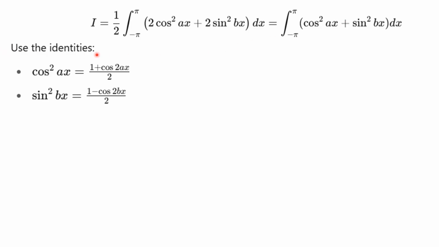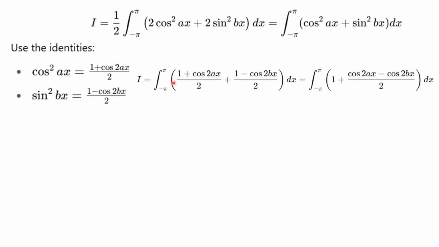Let us use the trigonometric identities. Cos square ax is nothing but (1 plus cos 2ax) by 2. Sin square bx is nothing but (1 minus cos 2bx) by 2. Let us replace cos square ax and sin square bx. Therefore, I will be integral minus pi to pi of (1 plus cos 2ax) by 2 plus (1 minus cos 2bx) by 2. Upon simplification, we have 1 by 2 plus 1 by 2 is 1 here, and we have (cos 2ax minus cos 2bx) whole divided by 2.